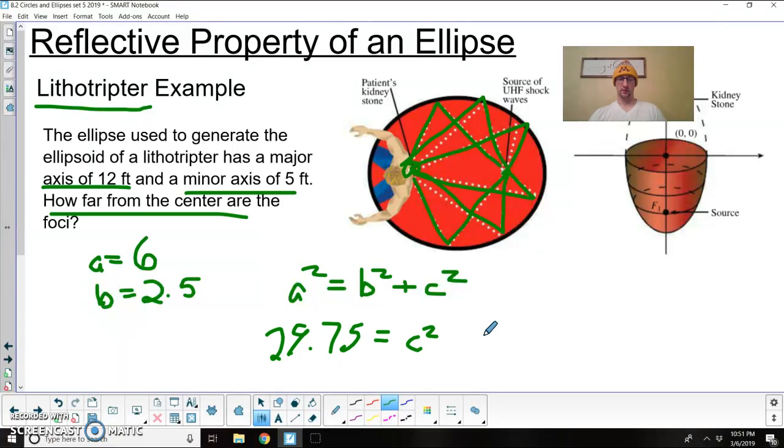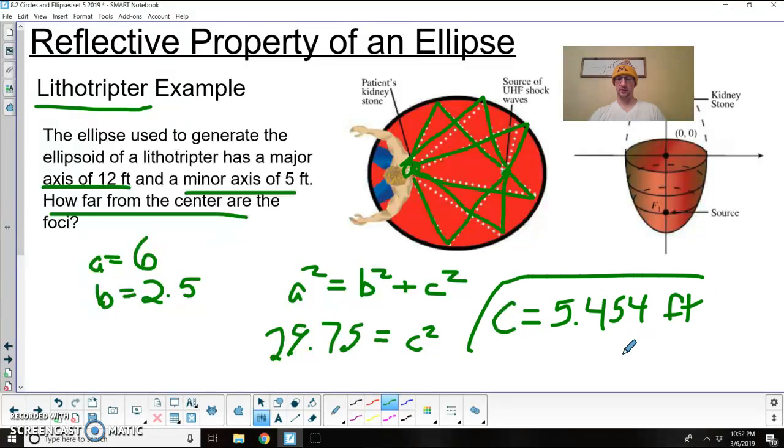Then you take the square root of that, and as a decimal, the distance that you would travel from the center to the foci, where you would place your patient, would be about 5.454 feet. So there's a couple of applications of ellipses and a little look at the idea of eccentricity.